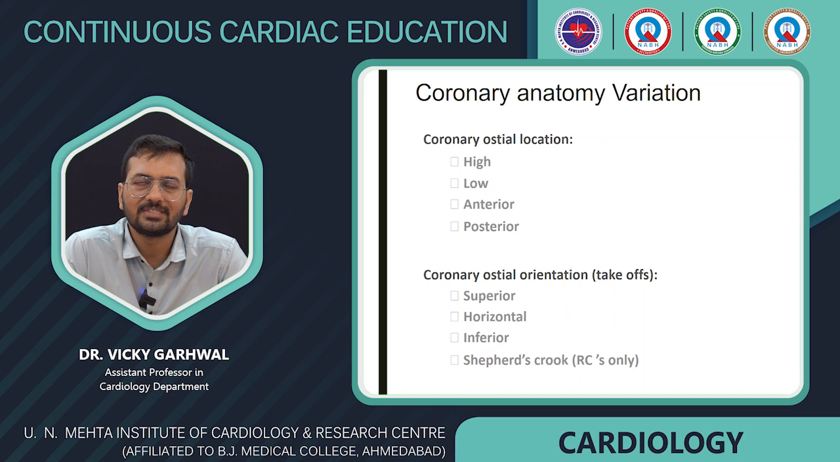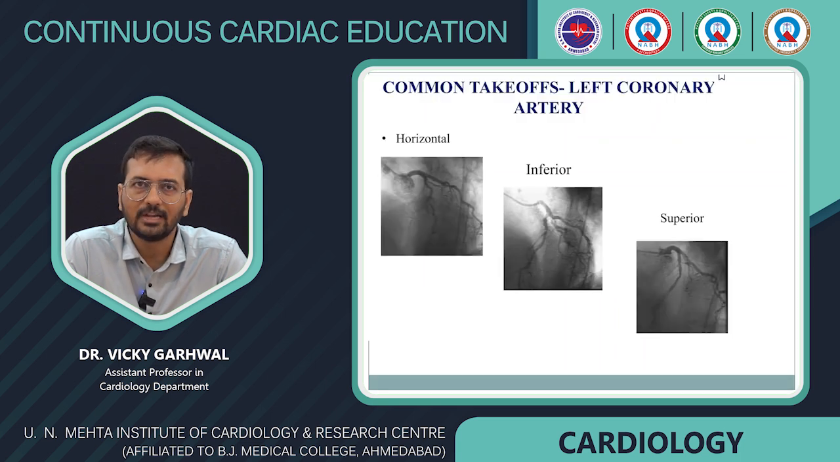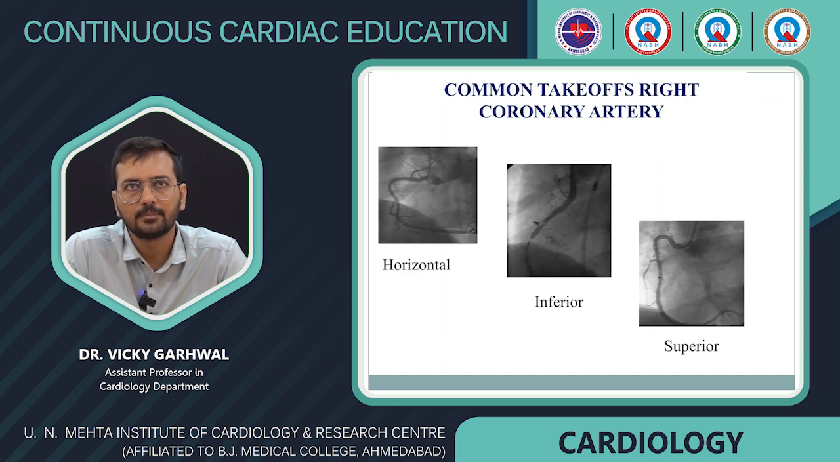Coronary ostial locations can be high, low, anterior and posterior. Coronary ostial orientation takeoff can be superior, horizontal, inferior and Shepherd-Crook. These are the common takeoffs of the ostium from the left coronary artery: horizontal, inferior and superior, as depicted in the diagram.